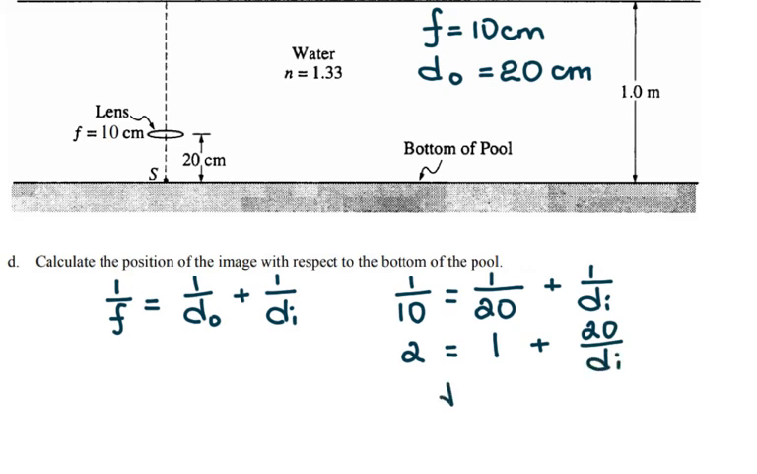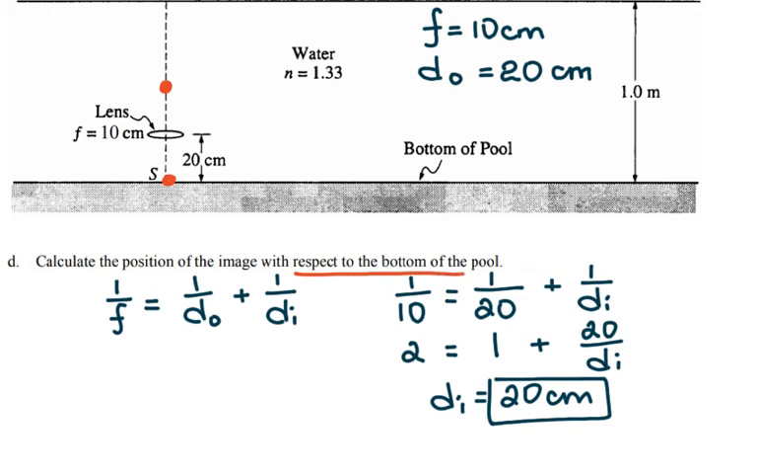So di is going to be equal to 20 centimeters. So if the light is 20 centimeters below the lens, the image will appear 20 centimeters above the lens, or 40 centimeters above the surface. And because they ask me to calculate the position of the image with respect to the bottom of the pool, my answer in this case is going to be 40 centimeters above the pool. Or to be exact, it's above the bottom surface of the pool.